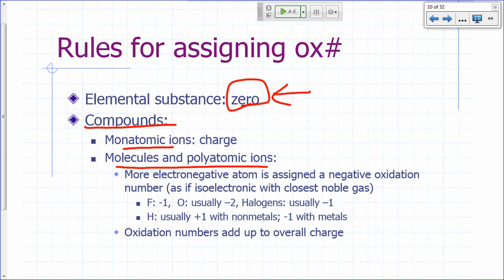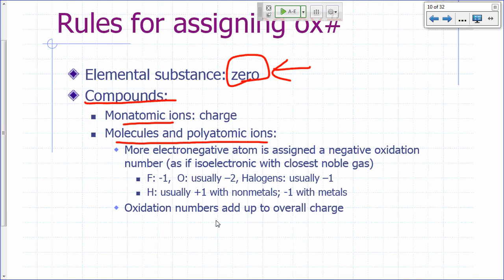If it's made up of molecules, or it has polyatomic ions, then the rule is find the most electronegative atom and assign it a negative oxidation number, as if that particular atom is isoelectronic with the closest noble gas. So if you see a fluorine there, give it a -1. Fluorine is the most electronegative atom, right? So anytime you find fluorine in a compound, automatic, -1 oxidation number.